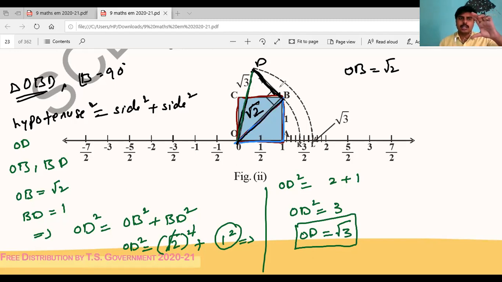Now with this length, we draw an arc on the right side of the number line. We get root 3. If you draw an arc, see here you got point L. This point L is nothing but root 3 only. If you draw on the left side, you will get minus root 3.